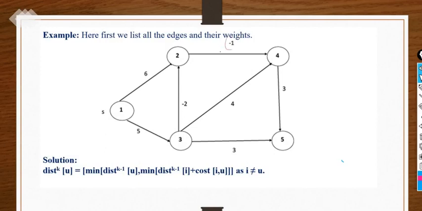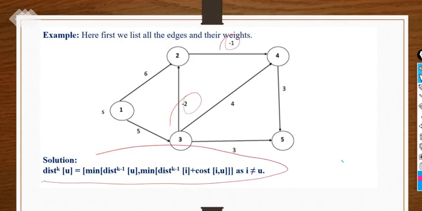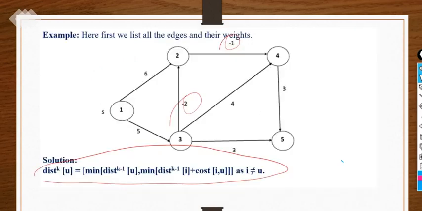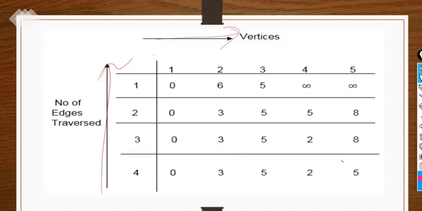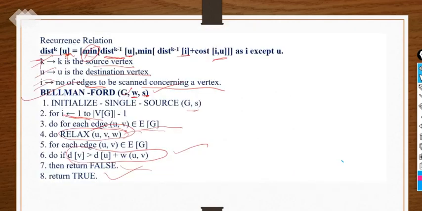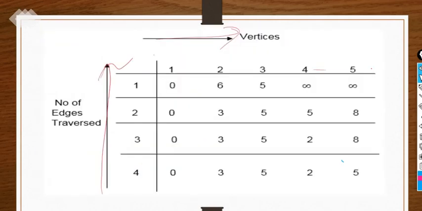Here negative weights are given, -1, -2. So we have to check this particular thing here. Now we have drawn a table in order to get clarity. Number of edges traversed here and number of vertices traversed here. So 5 vertices are there and 4 edges are there. What we have taken here: 1, 2, 3, 4, 5, total 5 vertices. So we have mentioned here in the table 5 vertices. Now the number of edges which are traversed, we will mention here.